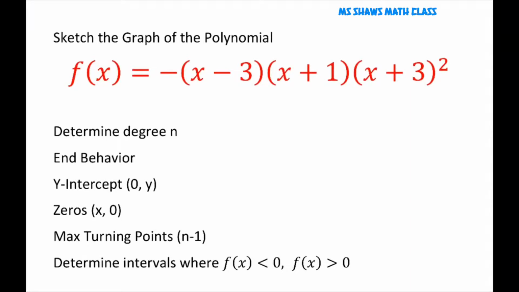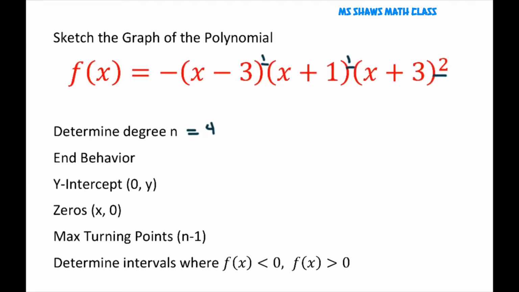Hey everyone, we're going to sketch a graph of this polynomial, f of x. Let's look at our exponents here to find the degree because this is not in standard form. So you just merely add these up. 1 plus 1 plus 2 is 4, so our degree is 4. These are our multiplicities here.